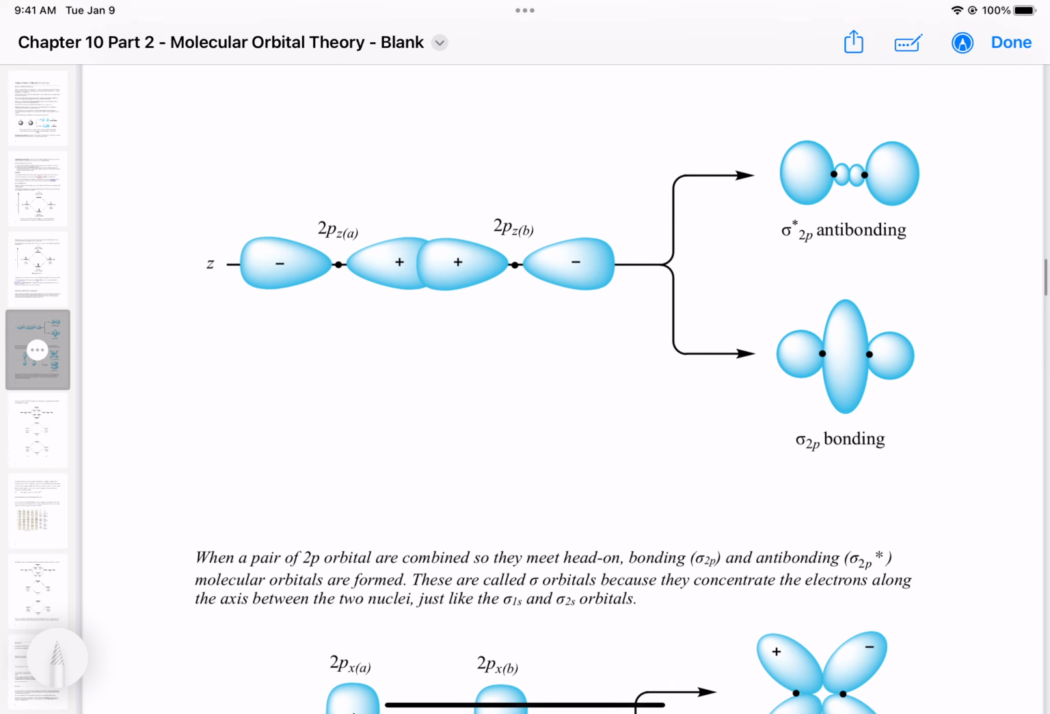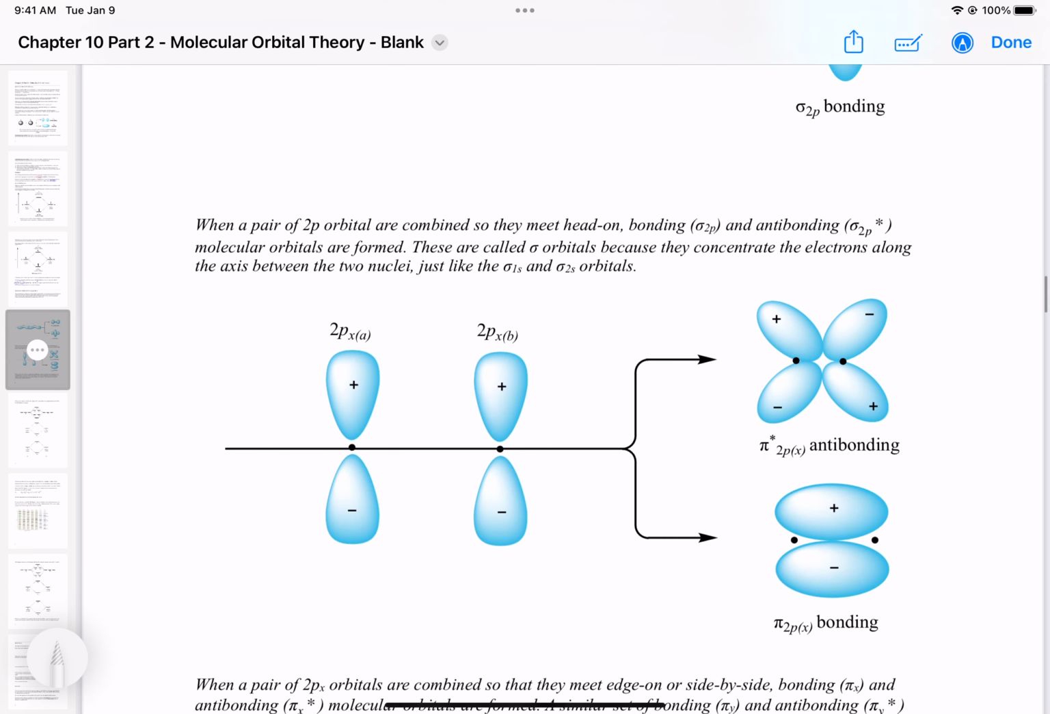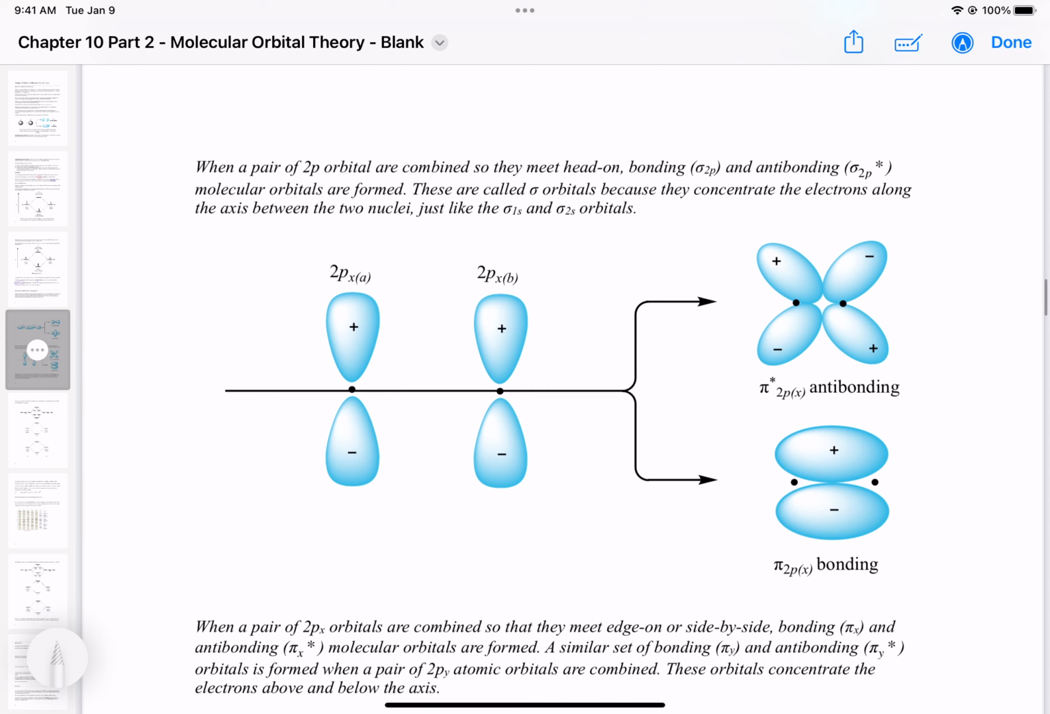Okay, so that's when they are combined on the same axis, but now we have pi orbitals. Pi orbitals have side-by-side overlap, like in this picture. If two waves interfere constructively, they're going to form a bonding molecular orbital. See at the bottom here, the sides of the lobes have combined in size. And then if they don't combine, they're going to point away from each other.